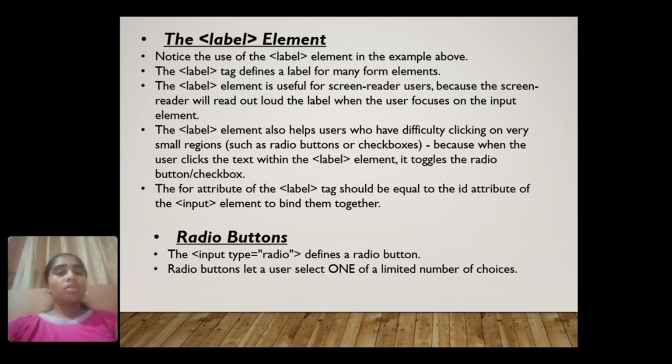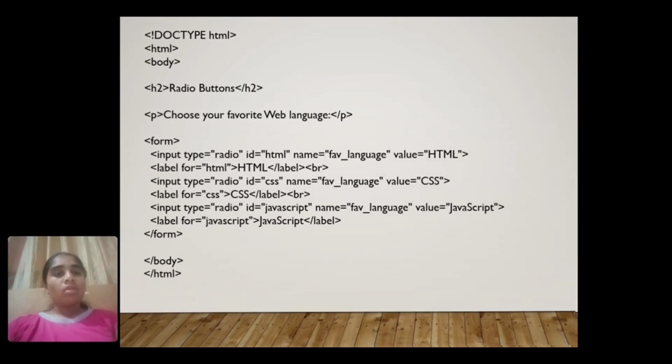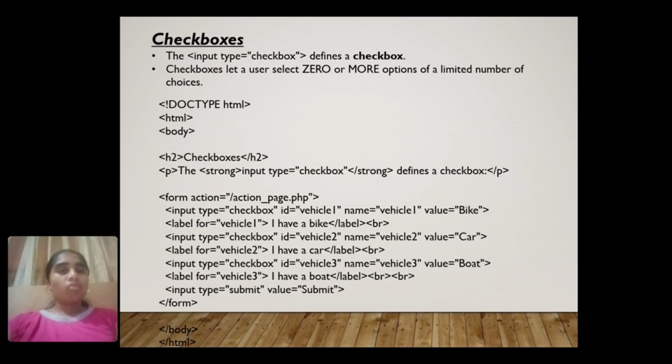Radio buttons. The input type equals radio defines a radio button. Radio buttons let a user select one of a limited number of choices. And here is the example for radio buttons. And checkboxes. The input type equals checkbox defines a checkbox. Checkboxes let the user select zero or more options of a limited number of choices, and it contains the document type as HTML and the body contains the checkboxes and so on.